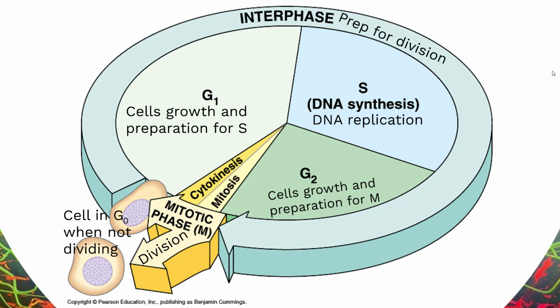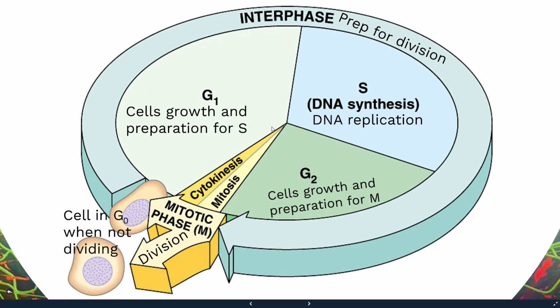The cell cycle can be largely split up into two phases. We have first interphase. So if we say that this is the original parent cell, it's going to begin the cell cycle starting here and going clockwise. So we have interphase first, and then after interphase, we move into the mitotic or M phase.